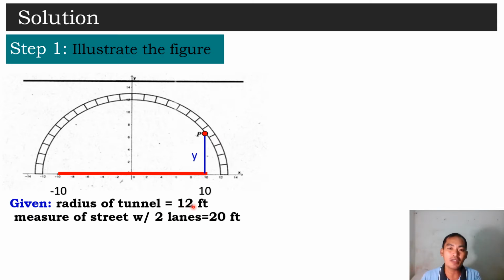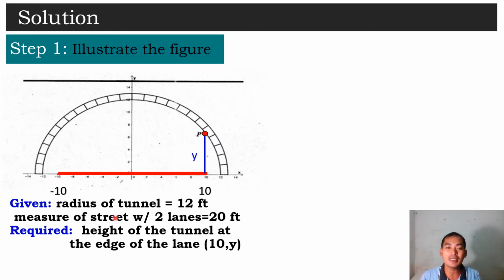Radius of a tunnel is 12 feet. Measure street with 2 lanes, 20 feet. Bakit 20 feet? 10 feet for every lane. So 10 plus 10, 20. And what is the requirement? The height of the tunnel at the edge of the lane. So this one, itong may kulay pula na point. So the height represented by y at the edge of the tunnel. That's represented by 10 for x and y for y because we don't know the value, yun ang isosolve natin.